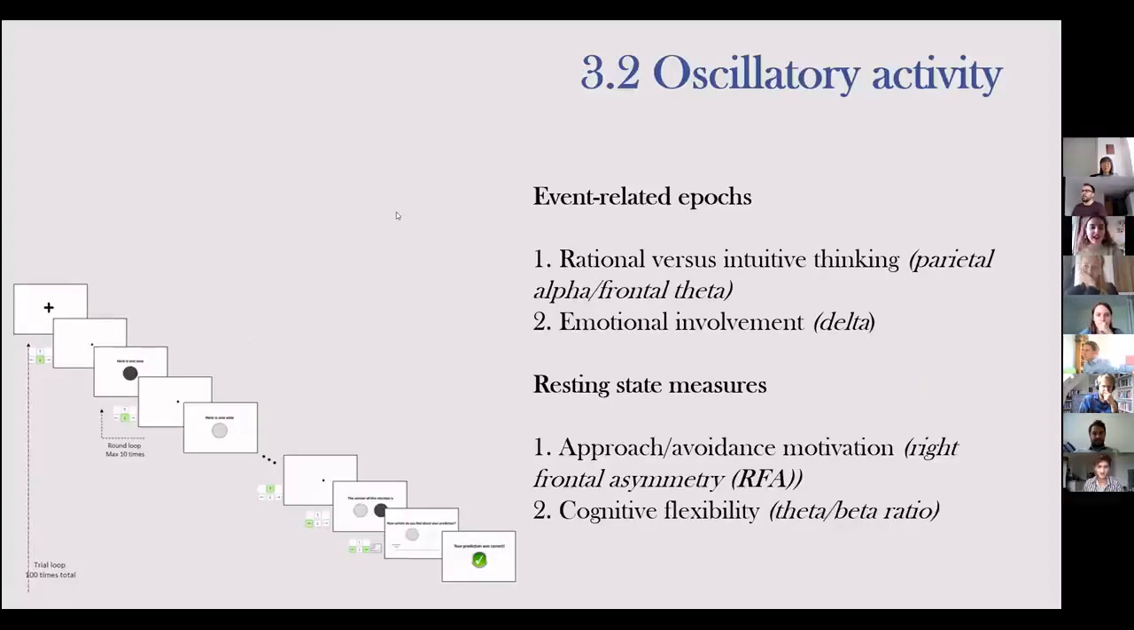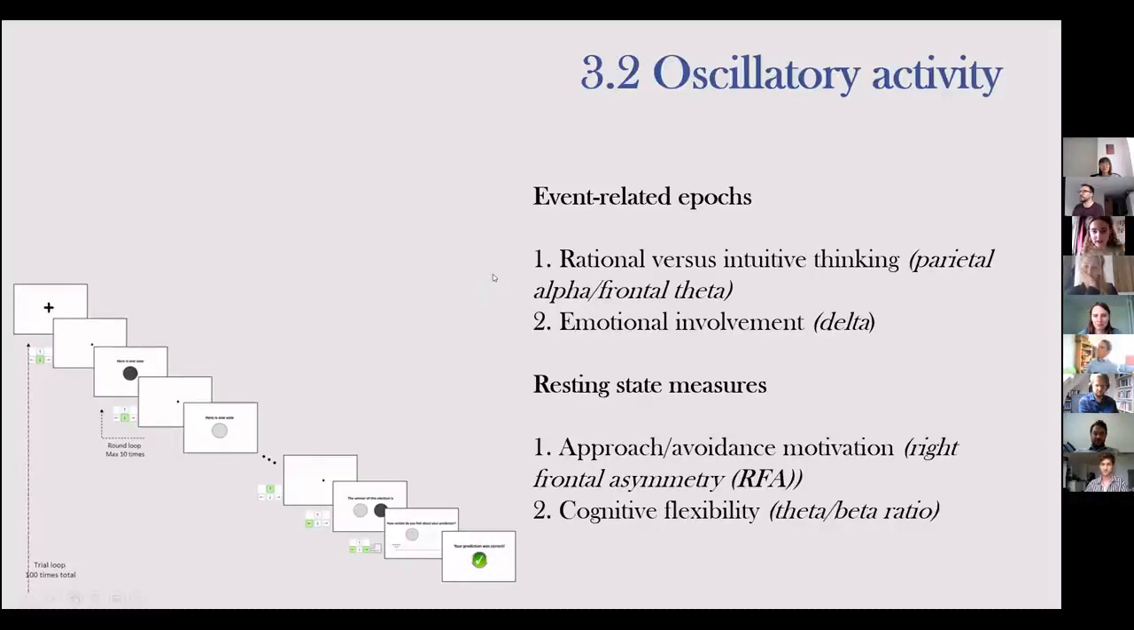So as for my part, I will investigate the oscillatory activity associated with both task-related epochs and resting state measures. So both epochs that relate to the task and resting state measures that are independent of the task. And in my analysis, which is exploratory as well, I have decided to focus on multiple frequency bands, which will reflect rational thinking, emotional involvement, approach or avoidance motivation, and cognitive flexibility. This is all a lot for such a presentation. So for now, I will just point one out.